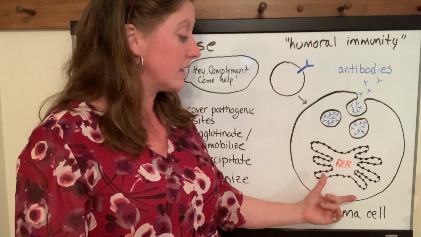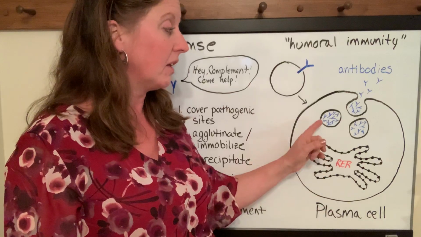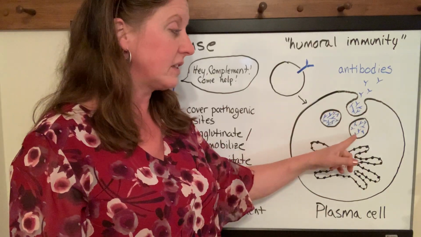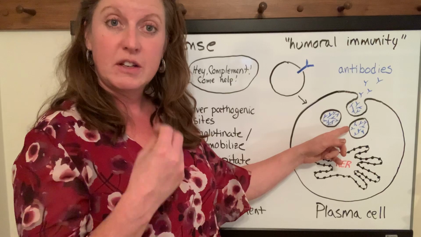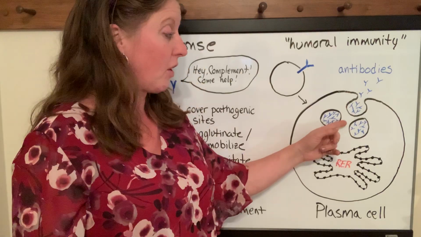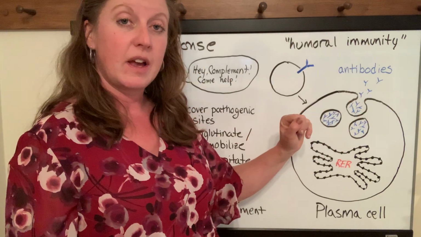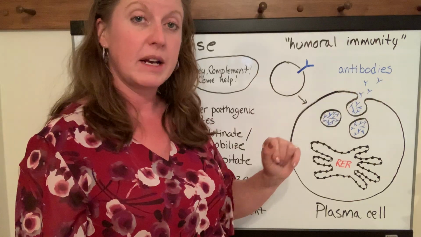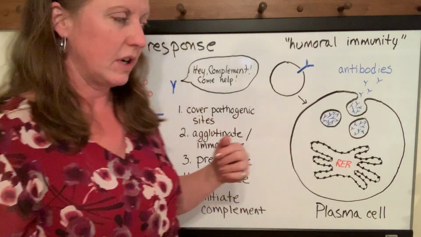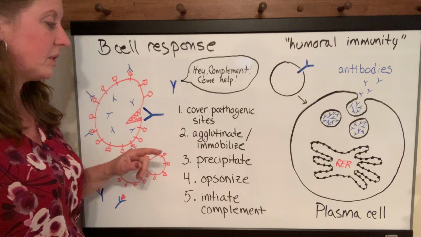And that allows this plasma cell, this plasma B cell, to manufacture huge quantities of these secretory receptors, receptors that are secreted to the outside of the cell and which we call antibodies. Now, what do antibodies do for us? Antibodies can do a number of things.